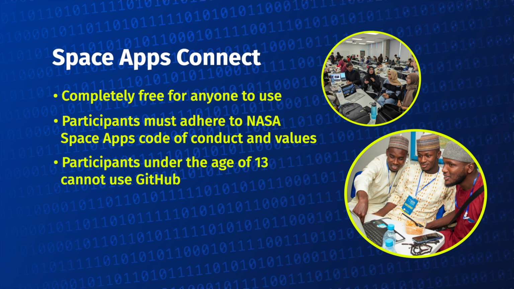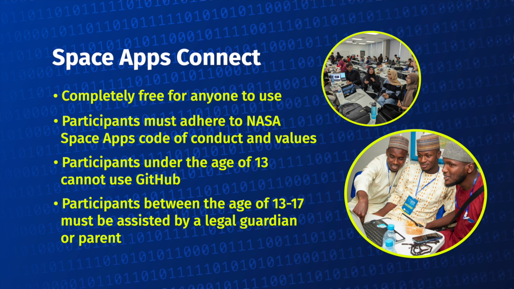Participants who are under the age of 13 cannot use GitHub. If GitHub learns of any user under the age of 13, they will terminate that user's account immediately. Participants who are between the ages of 13 and 17 are required to have a parent or legal guardian create their GitHub account and must be accompanied by a parent or legal guardian at all times while in Space Apps Connect. If you are a resident of a country outside the United States, your country's minimum age may be older, in which case you are responsible for complying with your country's laws. By using Space Apps Connect, you are agreeing to GitHub's terms of service.